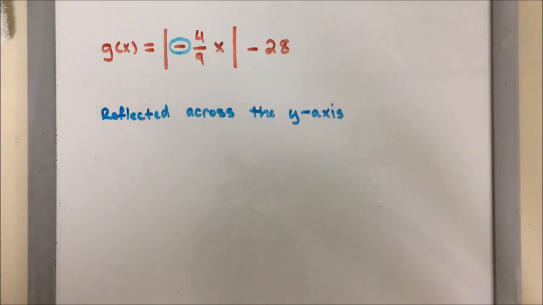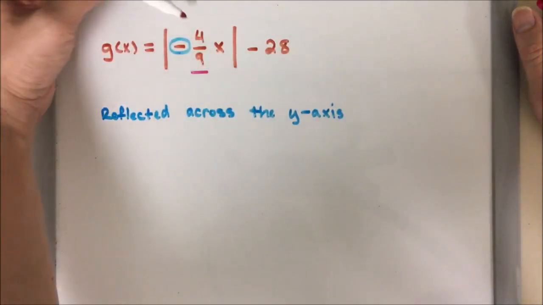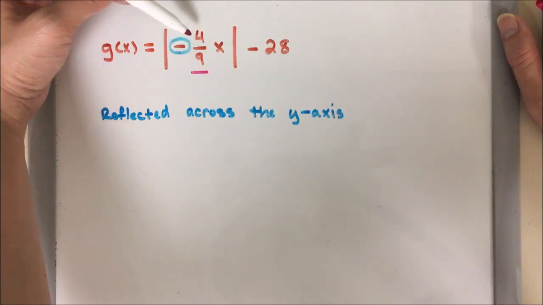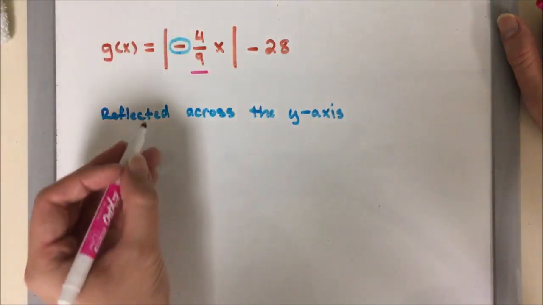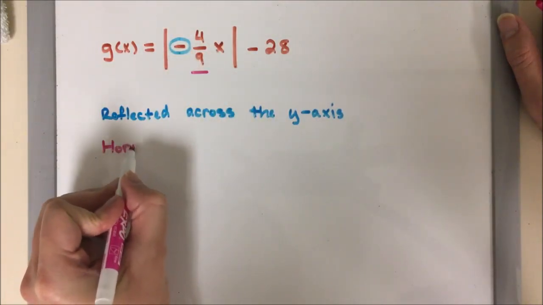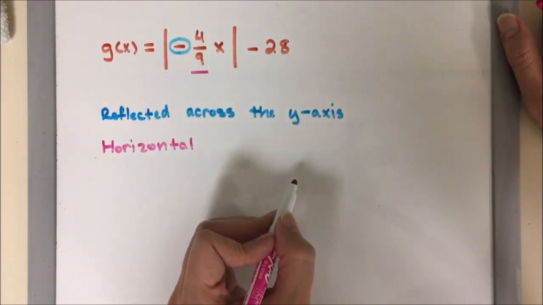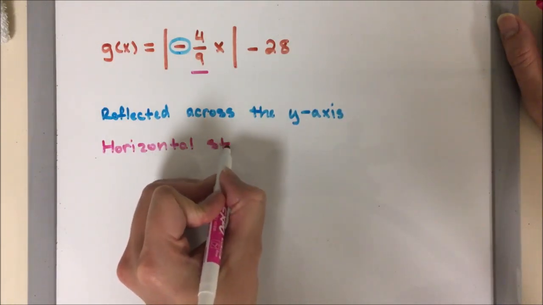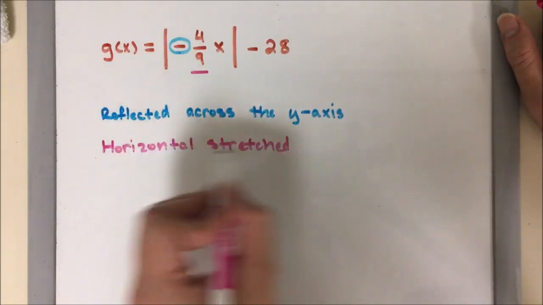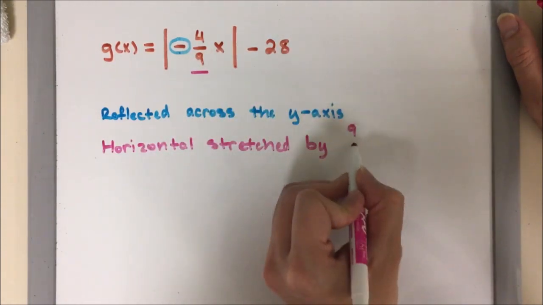And then looking at the fraction, which is also inside and in front of x, since the numerator 4 is less than the denominator, that means that this fraction is less than 1. But keep in mind, it's inside and in front of the x. This is horizontal. So since the fraction is less than 1, that means that it's going to be a horizontal stretch. But again, since it's horizontal, I'm going to do the reciprocal of the fraction. So instead of 4 over 9, I'm going to say 9 over 4.